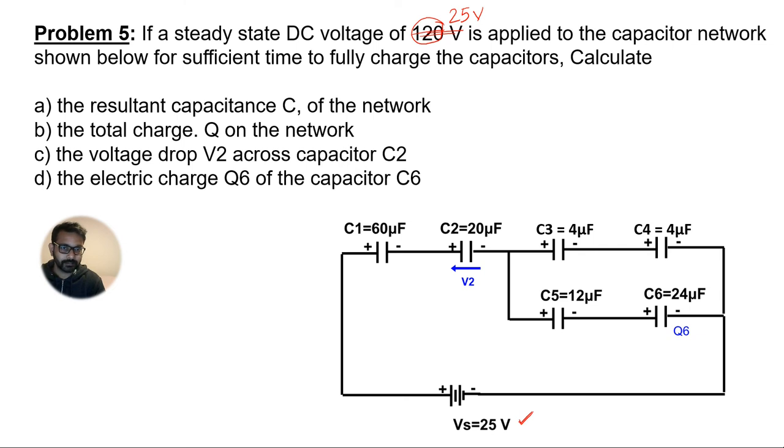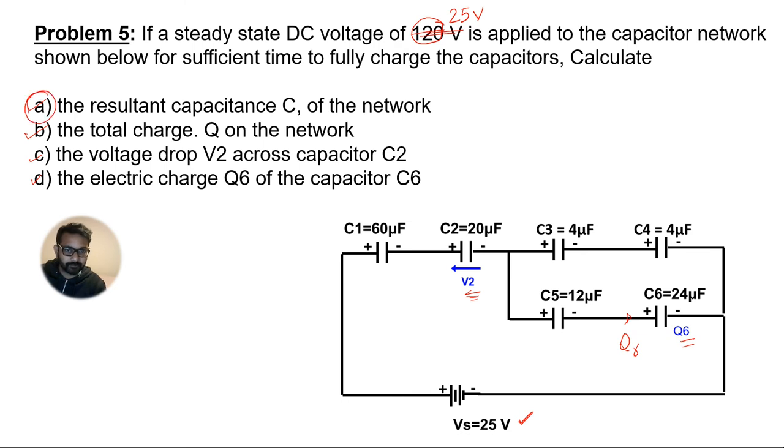Now we have to calculate part A, the resultant capacitance; part B, the total charge; part C, the voltage drop V2 across capacitor C2; and part D, the electric charge Q6 of capacitor C6. Basically, Q6 is the charge flowing through capacitor C6, so we have to find that value as well. So let's take one part at a time, and let's start with part A.